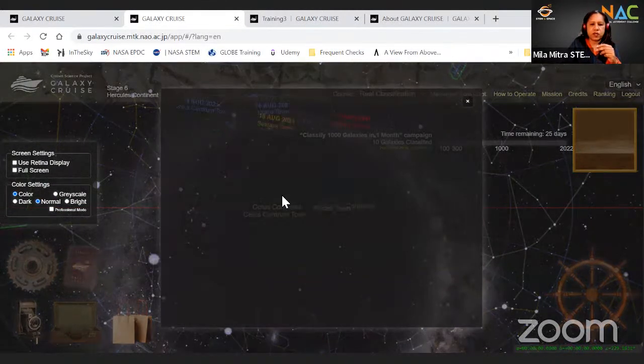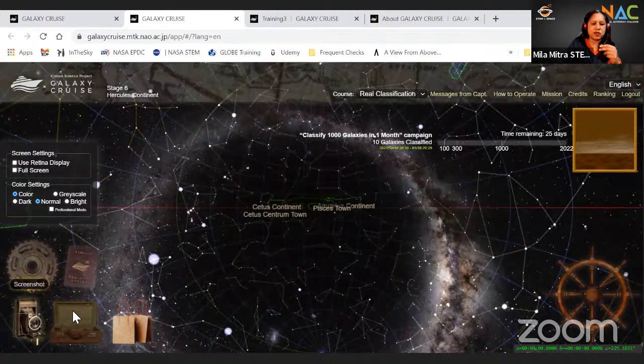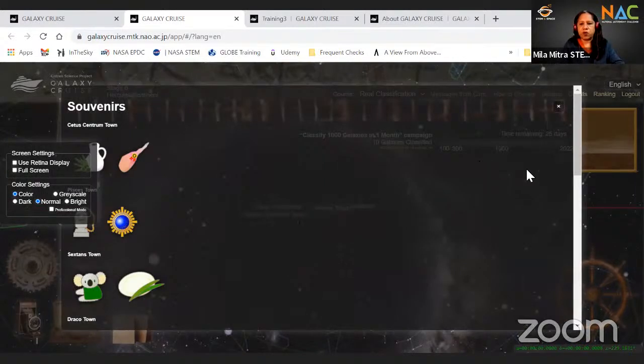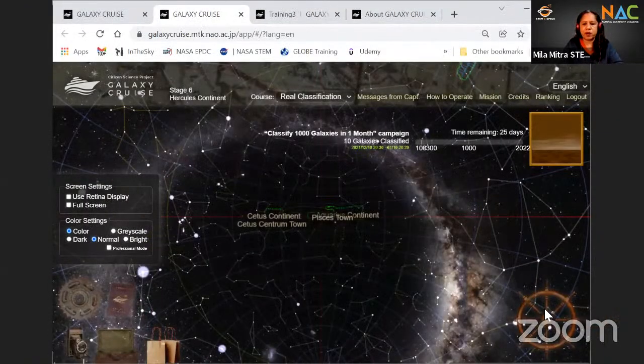There's a passport feature, which tells you what you've done, because this Galaxy Cruise is divided into locations, and it's like a cruise. Every time you finish identifying galaxies in a certain location, it's going to stamp it saying you're done with that location. You can take a screenshot and you get souvenirs, which say what all you have completed. Now I'm just going to do a couple of galaxies. You can watch me as I do it. I'm going to do full screen.